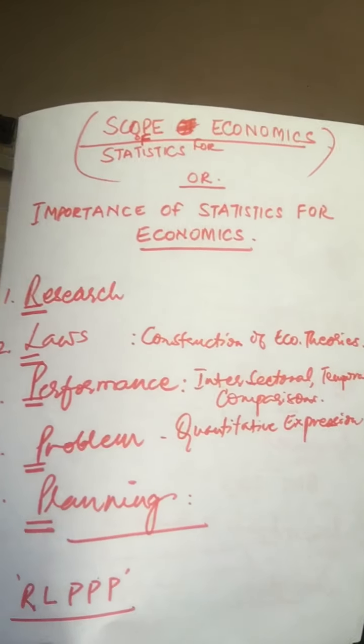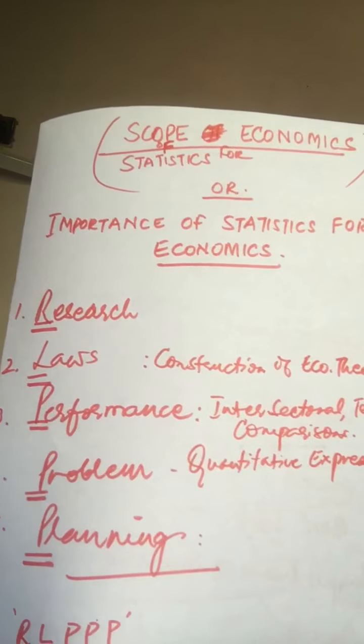We all know what it is, but when it comes to writing down points theoretically, it's always important to have something to weave out in your head, even if it's an acronym. So let's do it once again. It is RLPPP: research, law, performance, problem, and planning. So here we go, let's start.